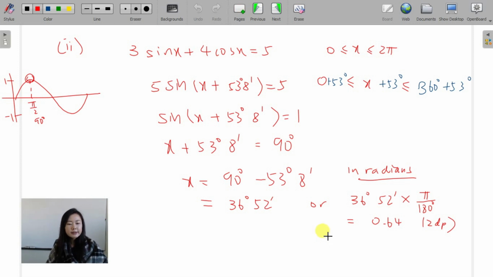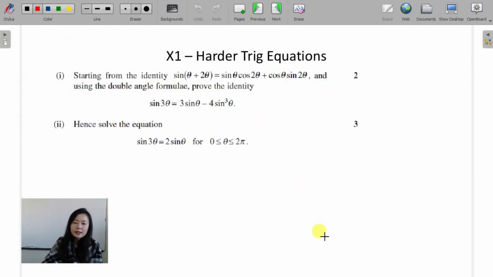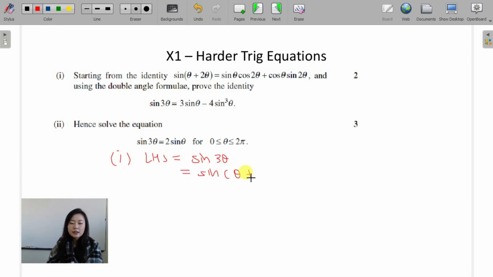All right, last one for today. This one is a 5 marker, so a little bit more intense. There are 2 parts. The first part is an identity proof. The second part is using the identity to solve. So let's start with the first part. This one is actually a fairly typical proof. With enough practice, I find that most people are able to get this one. You just know which identities to apply.